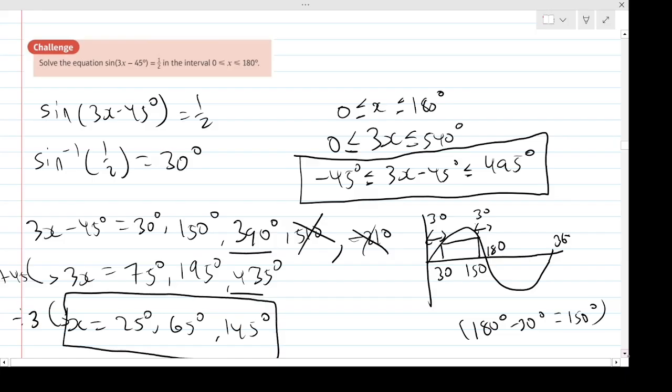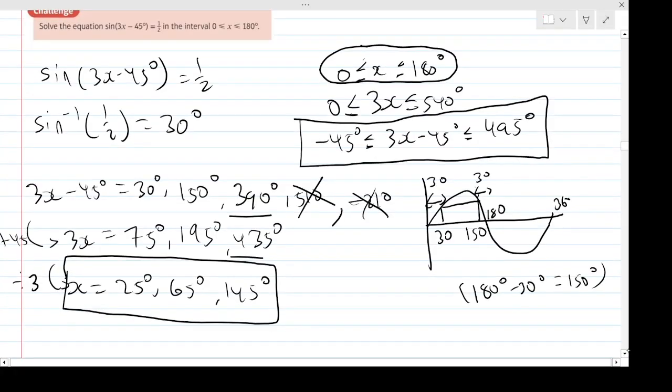Then there we are. Okay, and again, to check your answer, that makes sense because our original interval for x was between 0 and 180, and indeed all my three solutions here are in that range. Okay, so cool, that's it then.